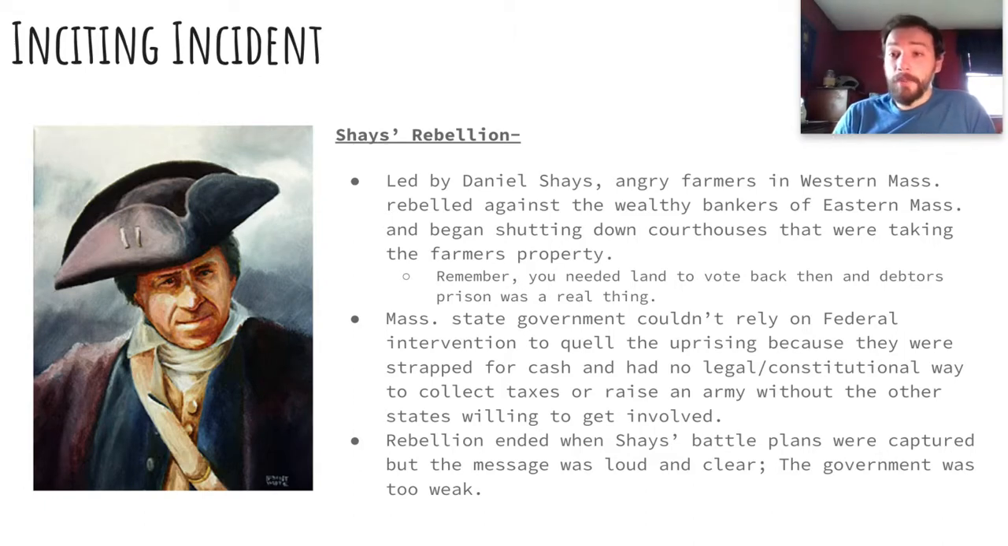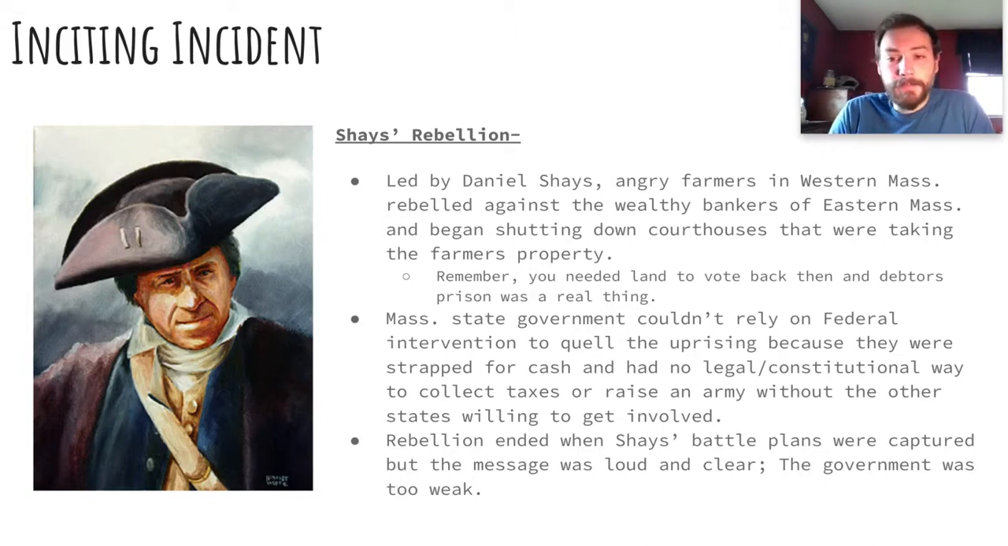So they take up arms, because that's what they did against Britain when their rights were being violated. They take up arms. They march on those Eastern bankers, and the Massachusetts state government tries to quell the rebellion. But the reality is they need federal help.